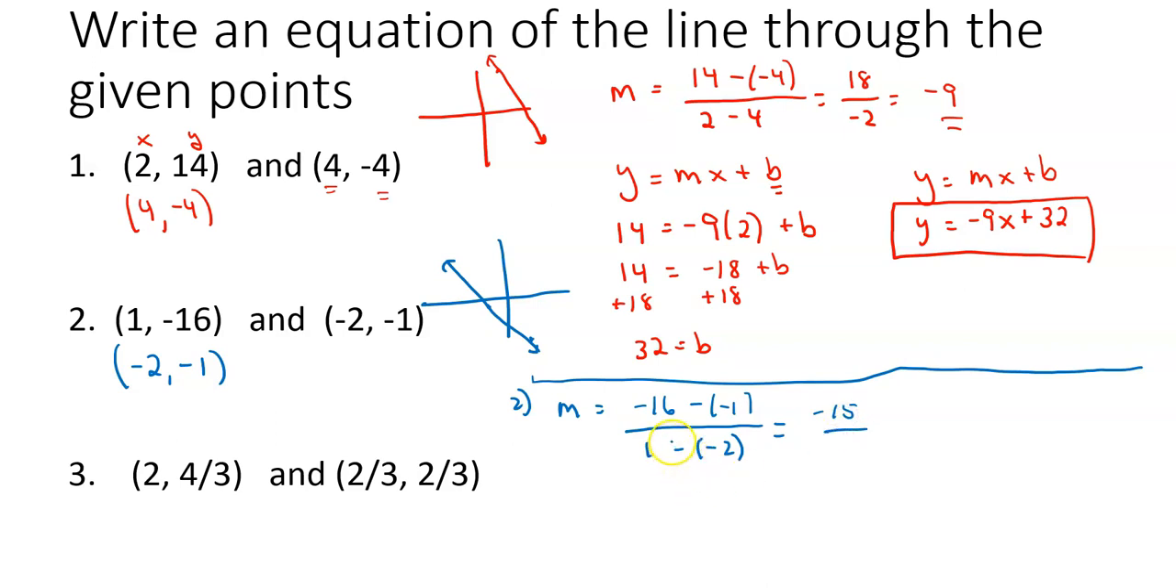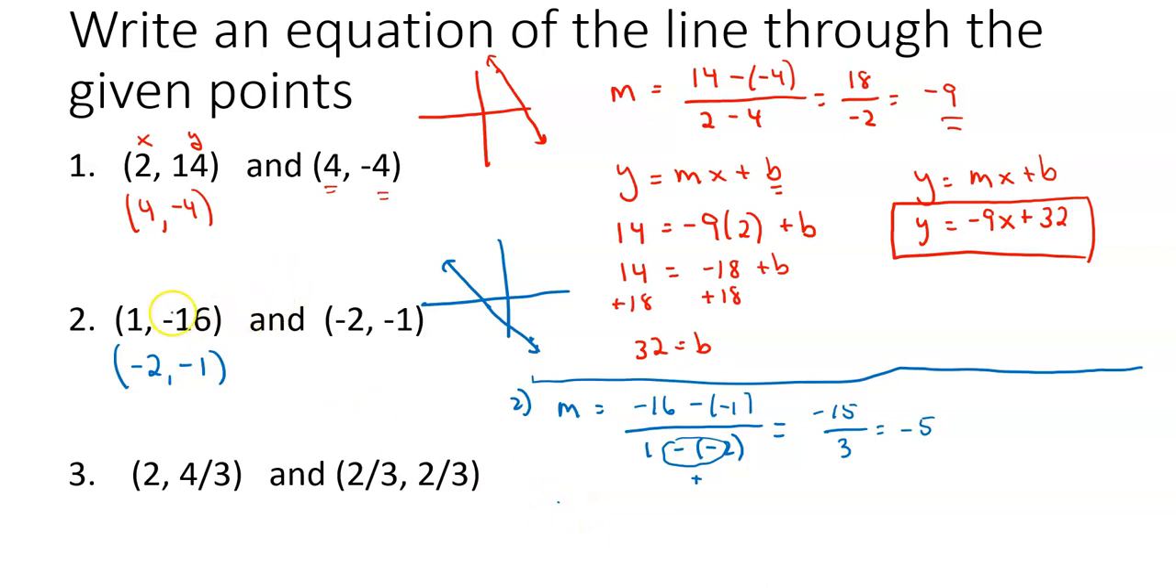1 minus a negative 2. 2 negatives make a plus. 1 plus 2 is 3, so negative 15 divided by 3 is negative 5. So, like we suspected, the slope is negative. All right. Then we'll take our y equals mx plus b and use either point to put in some numbers.